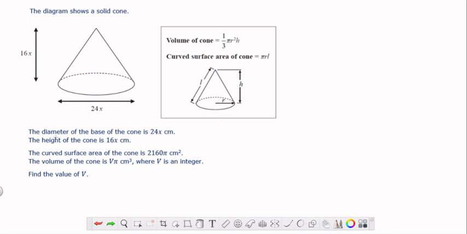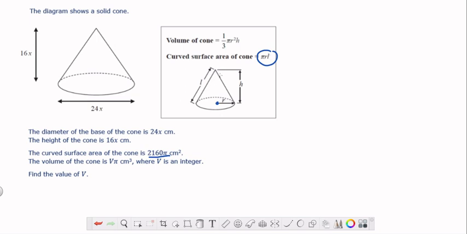Right, here we go. The diameter of the base of the cone is 24x, given here. The height is 16x. The curved surface area of the cone is this. Obviously that's related to this formula over here, which gives you the curved surface area, and the value of that is given as what you see here. So we need to understand what this pi RL is. Well, R is the radius of the circle of the base, and the L is the slanted height.